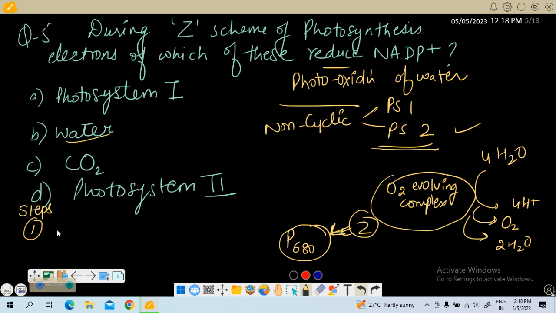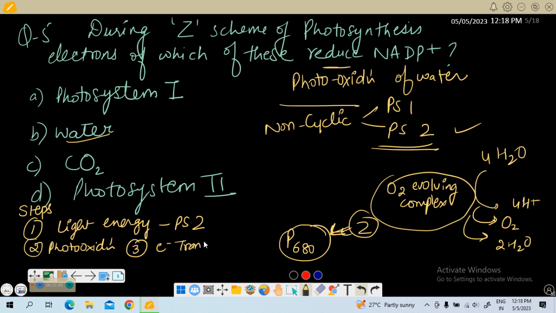Steps of non-cyclic: light energy is absorbed by PS2, right? This is the first step. After that, photo-oxidation of water, the second step. Then high energy electrons that leave PS2 are captured by quinone, which transports them to the electron transport system. The electron transport system is plastoquinone, cytochrome complex and plastocyanin. So the electrons of plastocyanin are picked up by PS1.